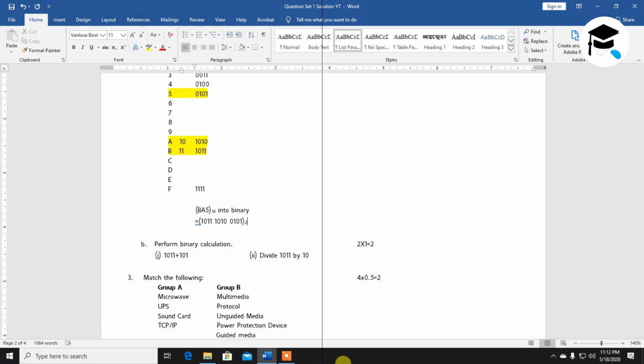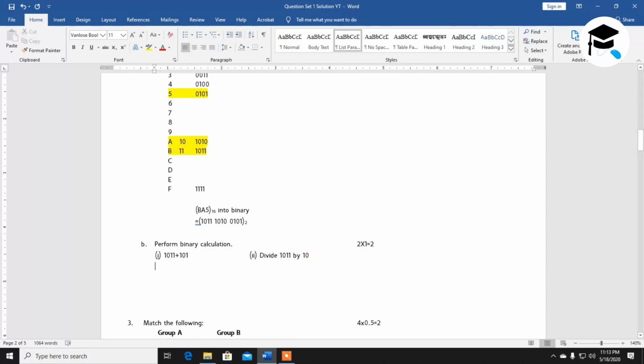Let's move ahead now. Another question, B number. Perform binary calculation. You are asked for addition and for division. There are 2 questions, so let's solve them. First of all, let's solve number 1. While performing binary addition, we need to remember a few rules. For binary addition, there are a few rules. Let's go through those rules.